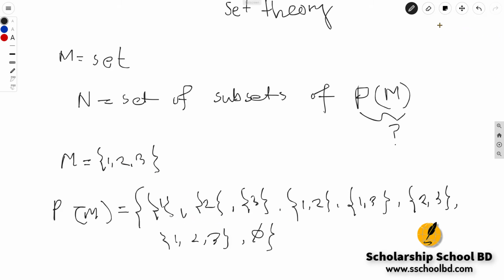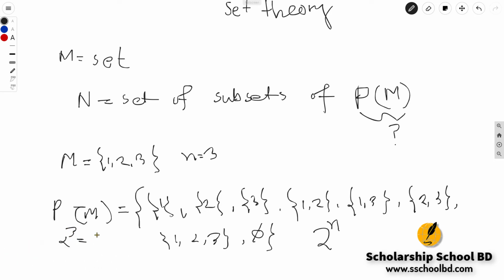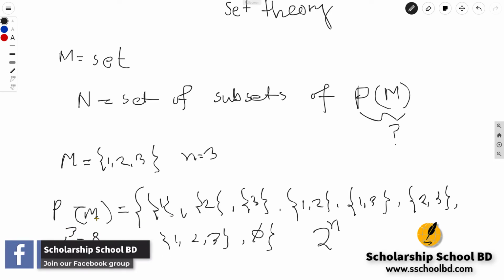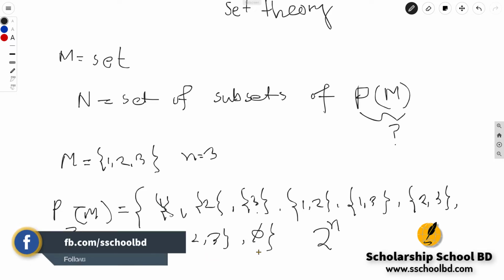So in order to find out how many elements can be present in the power set of any set, that can be counted by a formula called 2 to the power n, where n is the number of elements. So the number of elements n is actually 3. So the power set will contain 2 to the power 3, or 8 elements. So let's count how many elements are there in the power set P(M). 1, 2, 3, 4, 5, 6, 7, 8. So our formula suggests the perfect thing, 8 elements in the power set of M.